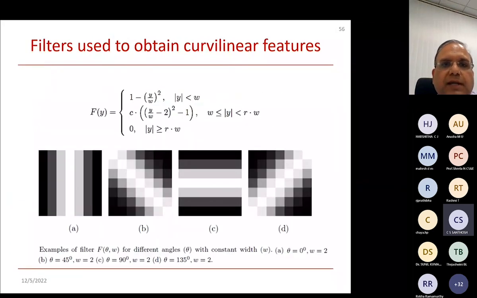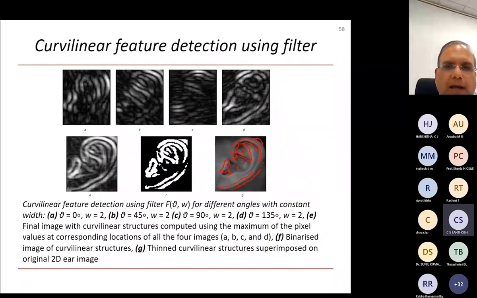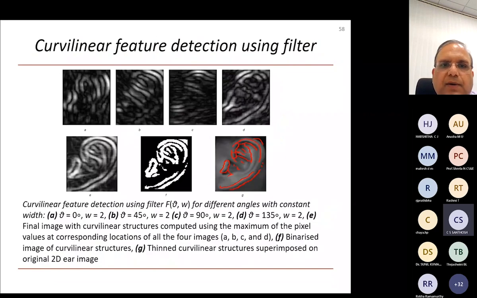For finding the 2D salient points, we compute the curvilinear features, and for computing them we use these filters. This is the mathematical definition of the filters, and we are using a set of filters that look something like this, as you see here. Those filters are applied on the ear image. Let's say you have 4 or 5 filters; all of them are applied on the ear image, so you get 4 or 5 filtered images, and by aggregating the information you get the final image, and from that final image the curvilinear features are generated.